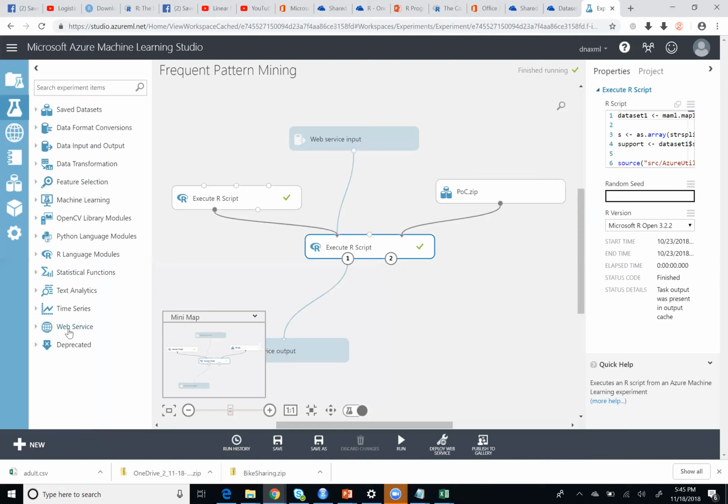When you create a web service, it's a drag and drop thing. When you say I want to create a web service, it'll give you a web service input. You can put your R code in an R module. There's an R language module in Azure ML. You can even put a Python language module also.